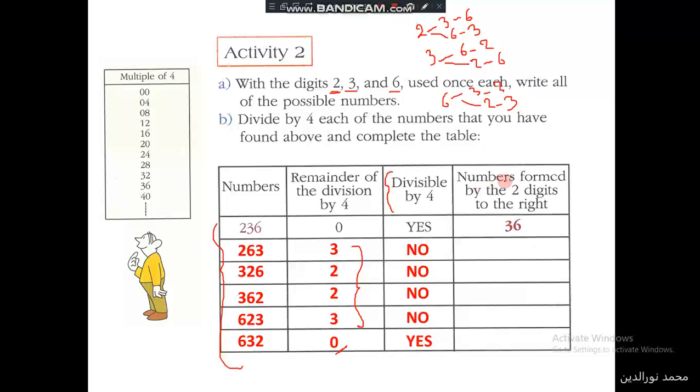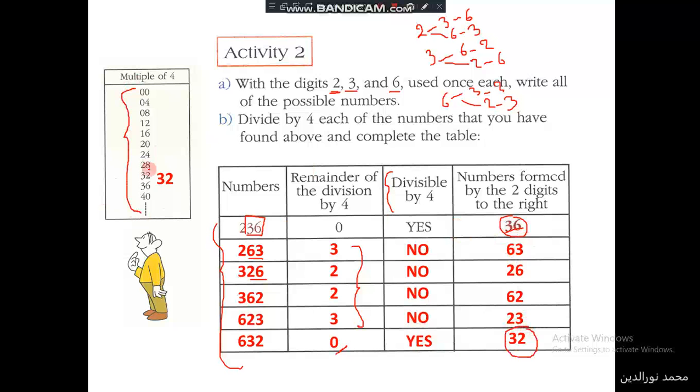And then the numbers that are formed by the 2 digits to the right. If I want to see the number formed by the last 2 digits to the right, meaning the ones with tens, here we find this number is 36. And then here we have 63, then 26, 62, 23 and 32. Okay, now I notice that this number is divisible by 4 and this number is divisible by 4. These numbers are found here in the multiples of 4.